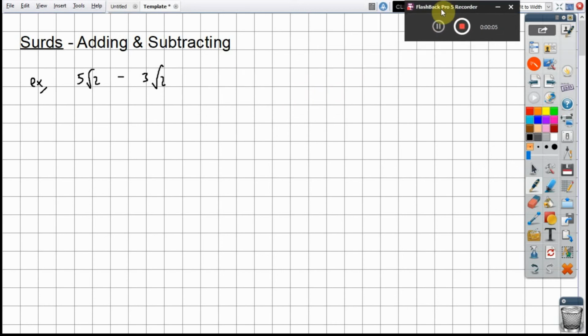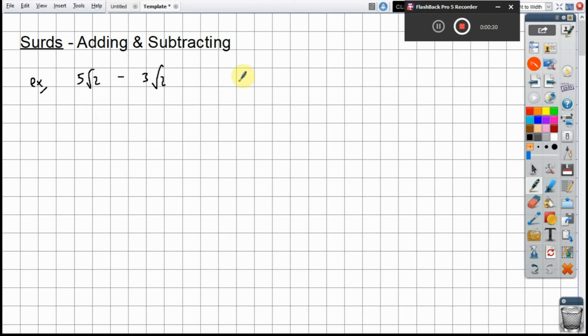Now we move on to adding and subtracting with surds. And this is where most people start getting confused. Let's take a look at this example, 5 root 2 minus 3 root 2. Let's be clear first of all, this is not the same as multiplication. 5 root 2 times 3 root 2 was covered in the previous video, that type of question.